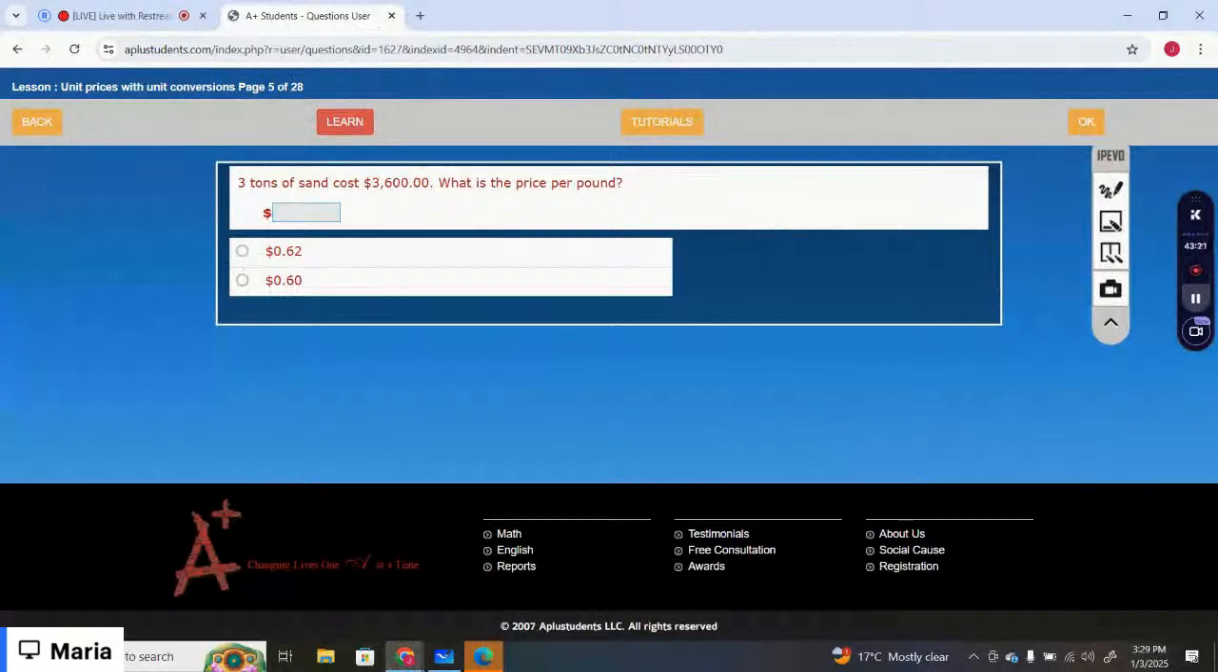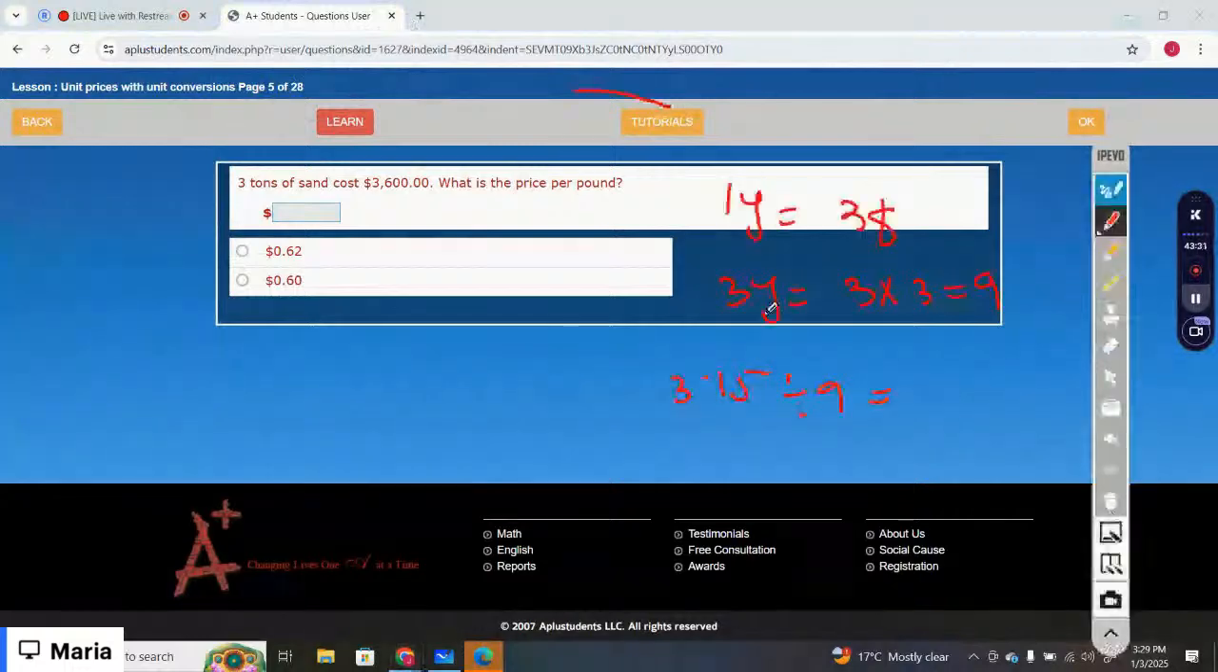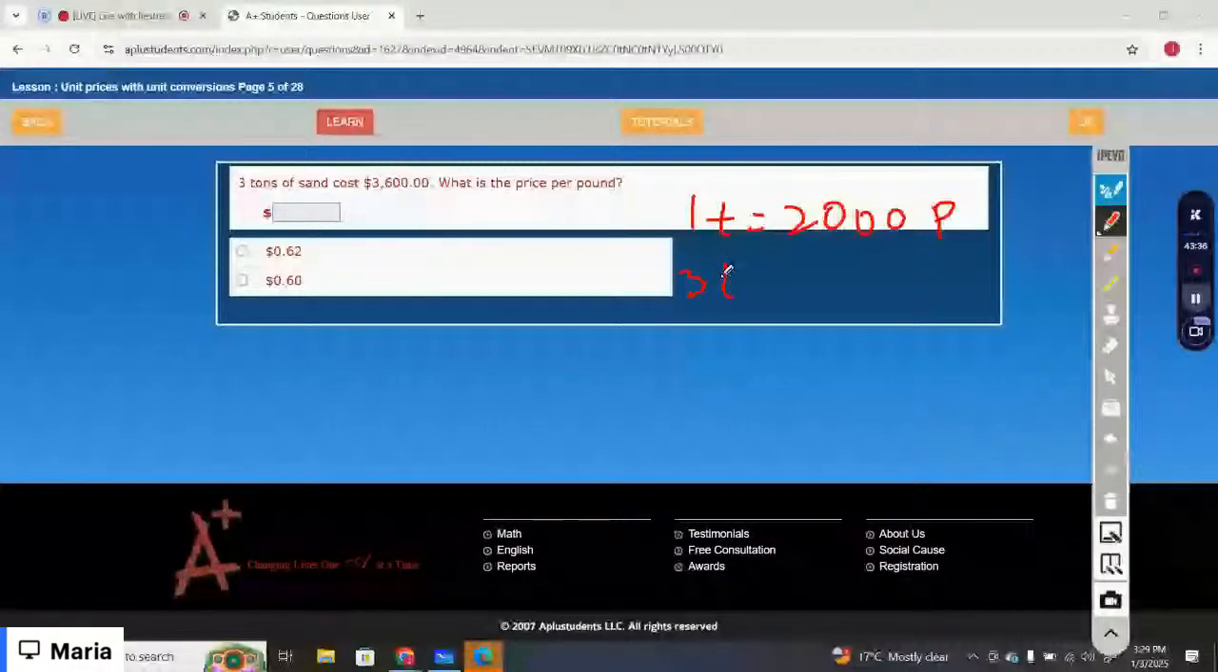Three tons of sand cost $3,600. What is the price per pound? So you need to calculate the price of 1 pound. So 1 ton equals 2000 pounds, right? So then 3 tons equals 6000 pounds. You need to calculate the price per pound.